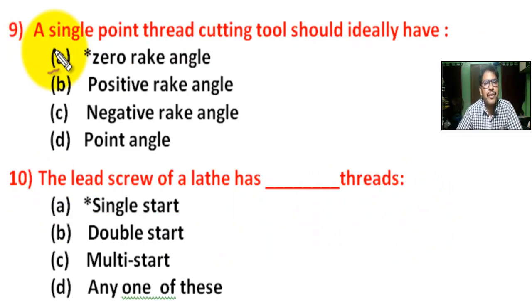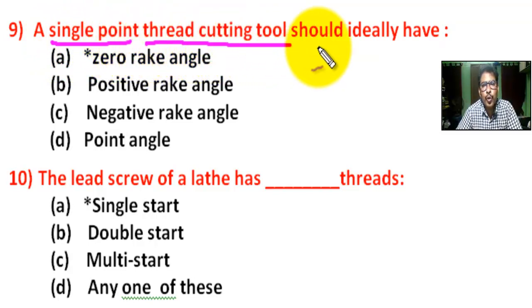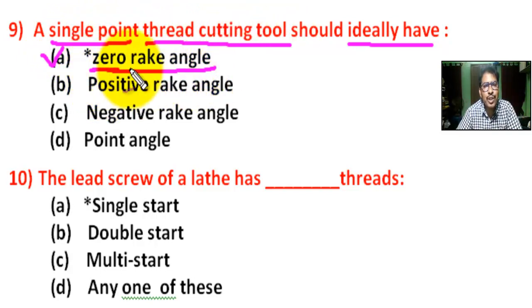Question number 9. A single point thread cutting tool should ideally have. There are 4 options. Correct answer is A. Single point thread cutting tool should have zero rake angle.